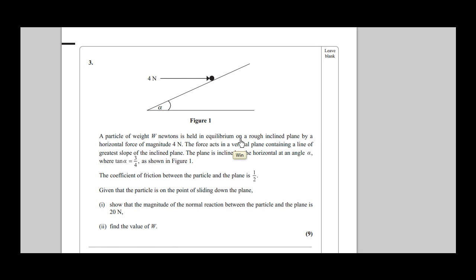It's held in equilibrium on a rough inclined plane by a horizontal force of 4 newtons. So it's held in equilibrium. The force acts in a vertical plane containing a line of greatest slope of the inclined plane. The plane is inclined to the horizontal at an angle alpha, where tan alpha is 3/4. So they actually give us the angle, but they dress it up like this. Tan alpha is equal to 3/4.